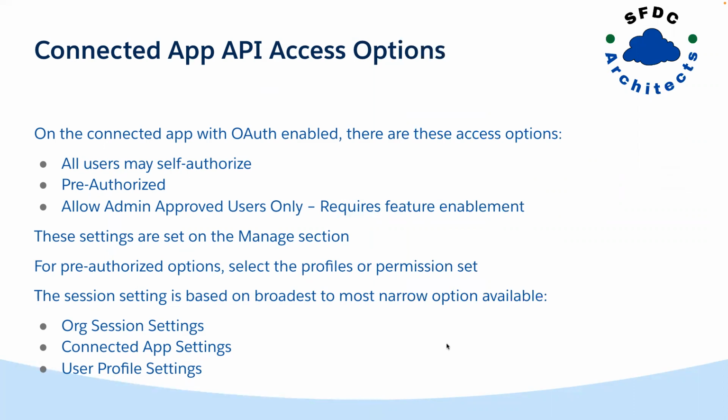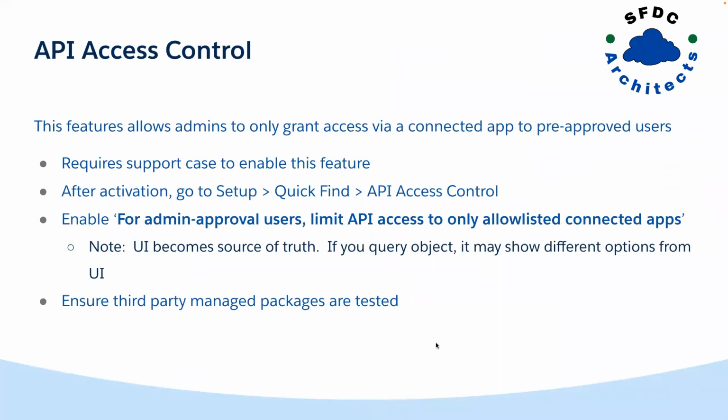All right, we'll keep going. So now let's talk about that third option that's very restrictive. I do not have it enabled in my dev org, so I will not be able to demo it for you, but it's called API Access Control. This is what requires you to create a case with Salesforce to enable this feature. After the feature has been enabled, you would be able to have a new option under setup, and it's called API Access Control. What this lets you do is lock down every single bit of API access unless it's been approved through a connected app.